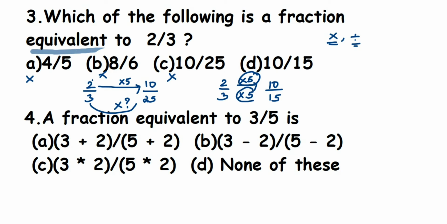So you can see that we're multiplying both numerator and denominator with the same number, which is 5. Which means D is the correct answer. So this is how you can check whenever you have an equivalent fraction question. Then the next one, it's related to the previous question. A fraction equivalent to 3 by 5 is.